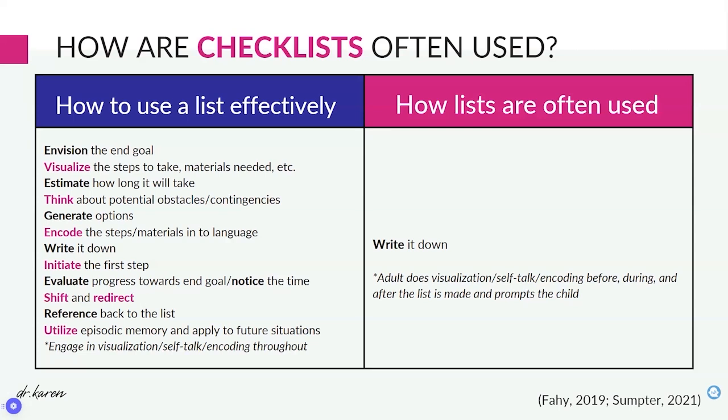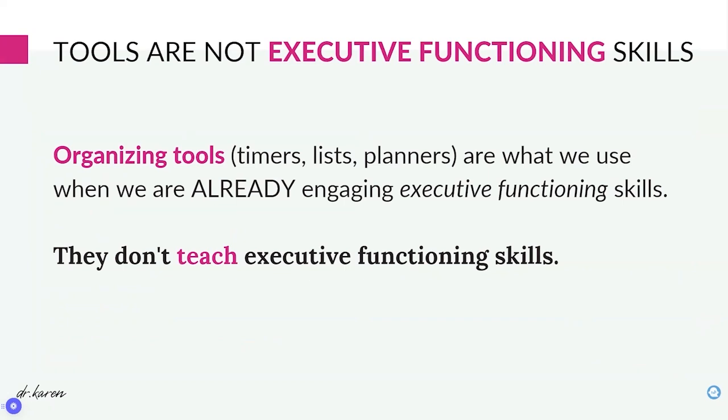We are essentially doing that self-talk for them. And then kids learn that they don't have to use that part of their brain and take that pause and actually think and problem solve in order to figure out what to do next. Organizing tools like timers, lists, and planners are what we use when we are already engaging our executive functioning skills. They do not teach executive functioning skills. So while they can be one small piece of what we're doing and what we're using, they are not the entire process. And this is often where people get stuck.